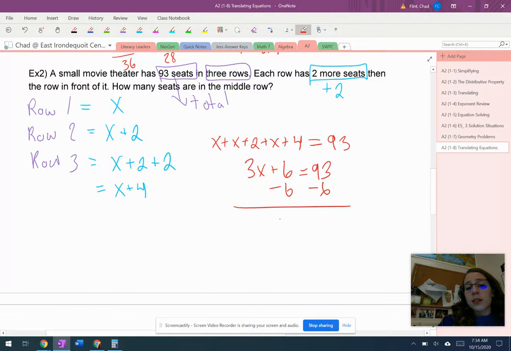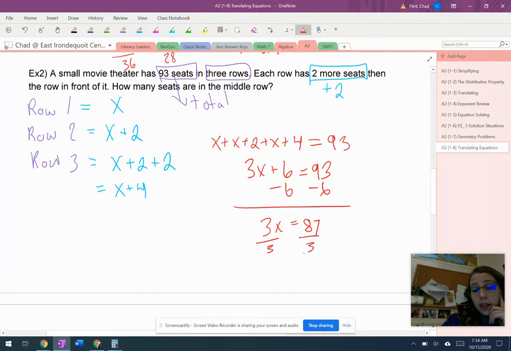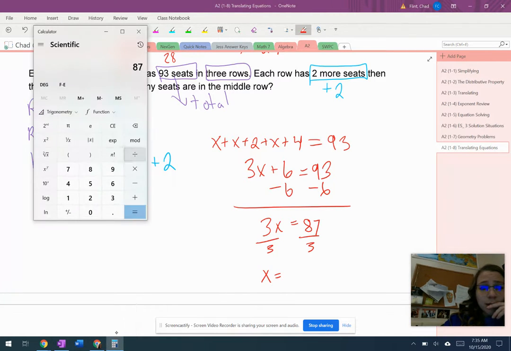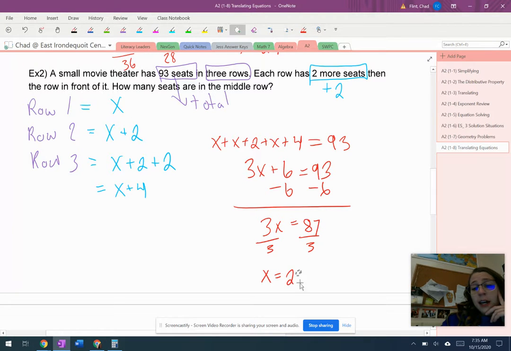Subtract 6. So that's 90 minus 3 would be 87. Yep. And then divide by 3. And again, you should be using your calculator. You don't have to be doing this in your head. I'll do that. 87 divided by 3 is 29. Again, making sure that we're answering the question. Yes, x is equal to 29.